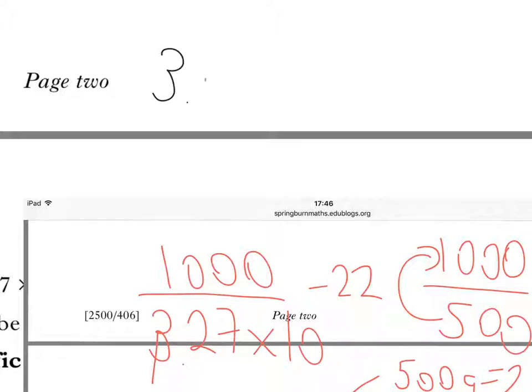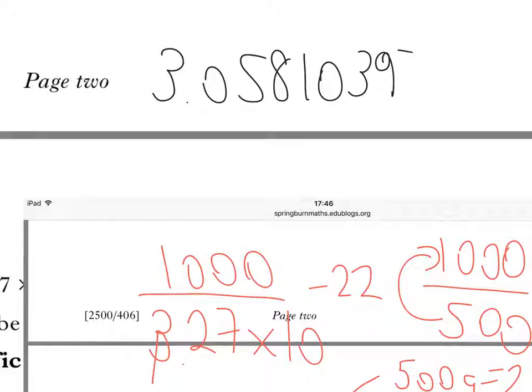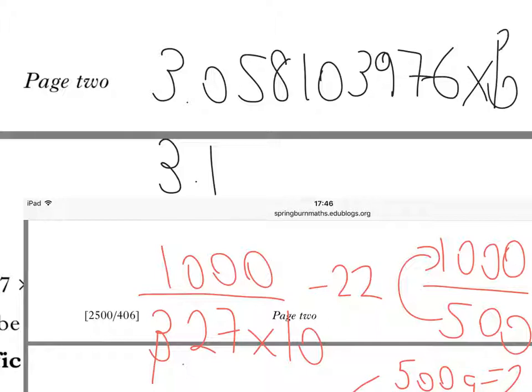So in the calculator that will give me 3.05810 3976. To two significant figures that will be 3.1, times 10 to the power 24. So 3.1 times 10 to the power 24.